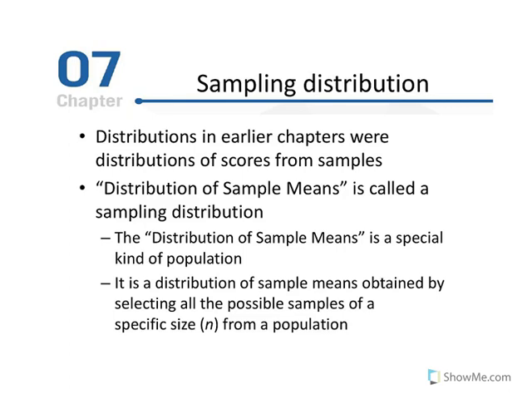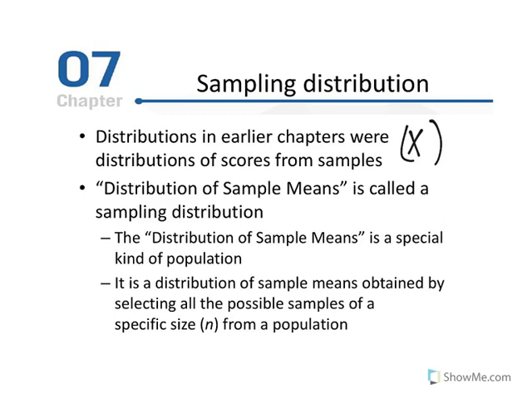So the distributions in earlier chapters were distributions of scores. Again, when we say score, we mean X values from samples. The distribution of sample means is called a sampling distribution. The distribution of sample means is a special kind of population. So again, now we're constructing a population of M values, of sample means. It is a distribution of sample means obtained by selecting all possible samples of specific sample size from a population.